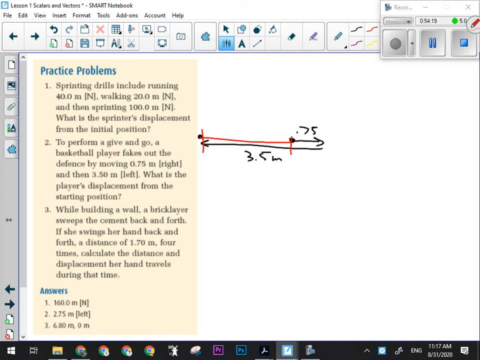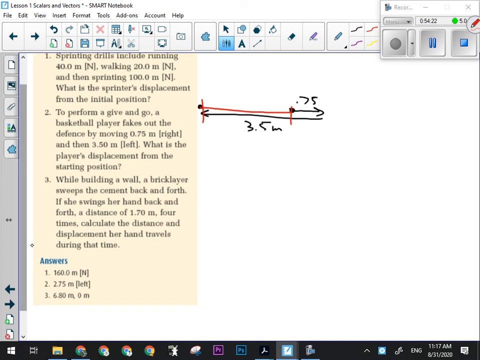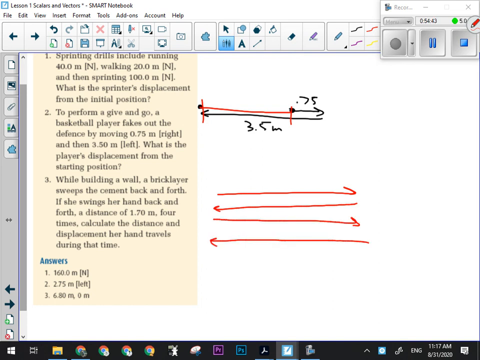All right. Question number three. While building a wall, a bricklayer sweeps the cement back and forth. She swings her hand back and forth a distance of 1.70 meters 4 times. Calculate the distance and displacement her hand travels during that time. So back and forth 4 times. She goes out once and back, out once and back. What's her displacement? 0. She started here and she ended here.